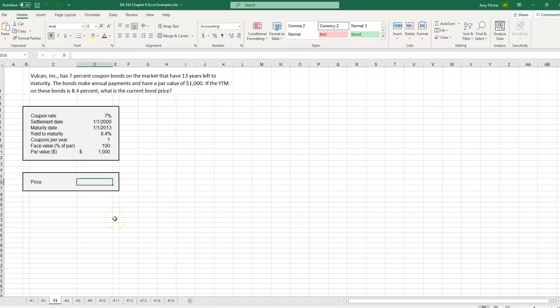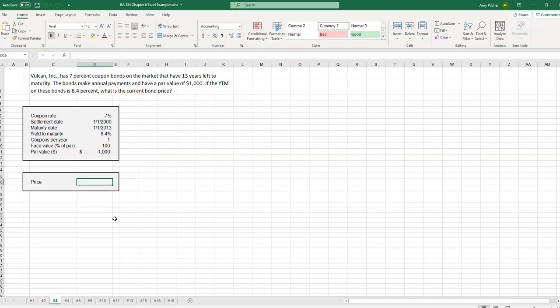In example 3, we're going to calculate the price of a bond. So if you remember from Chapter 6 and the Chapter 6 PowerPoint lecture, we introduced price and yield as new Excel formulas within this chapter. So in this formula, we're trying to calculate what the current bond price is.